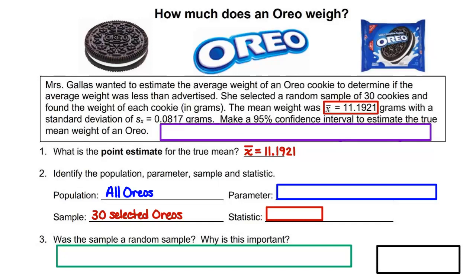I'm going to kind of move around this counterclockwise. So we did population, we did sample. What's the statistic? Absolutely correct. X bar equals 11.1921. That is our statistic. That is what was actually collected when they did this little sample. What do you think the parameter would be?